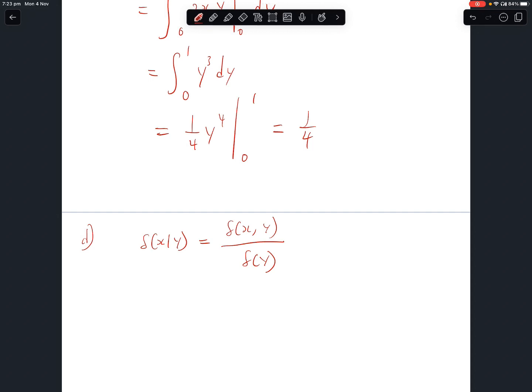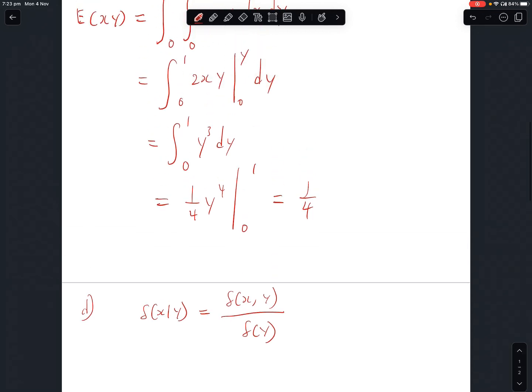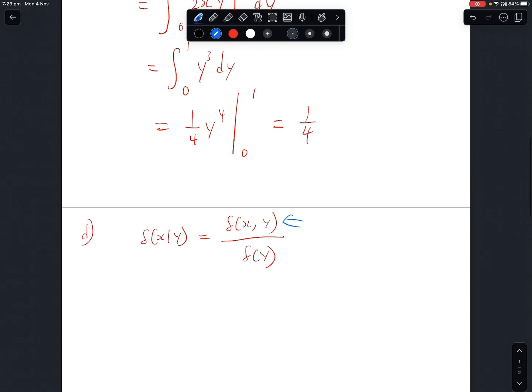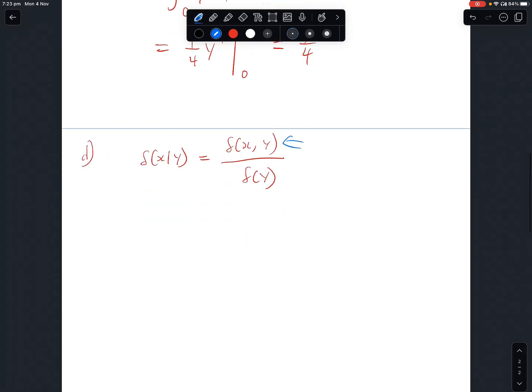Okay, so f x y here, we know that this is 2, because here it mentioned that it's 2. So we need to find this one, right? What is this? This is the marginal density function. So f y is the marginal density function.